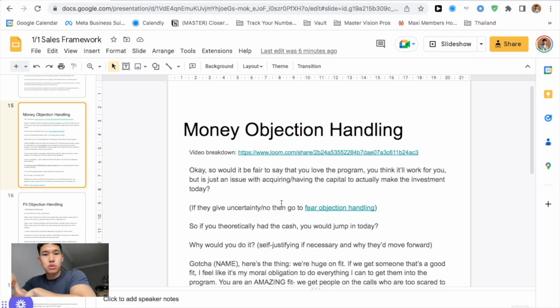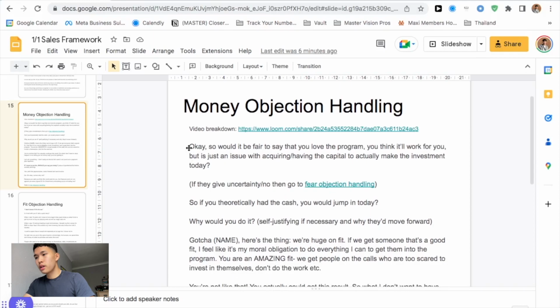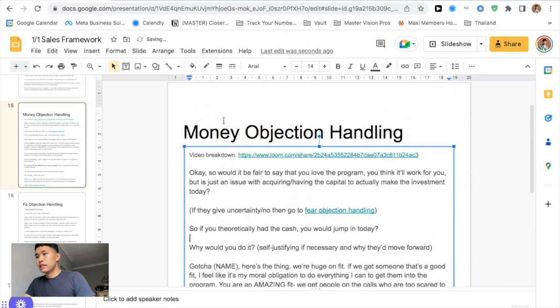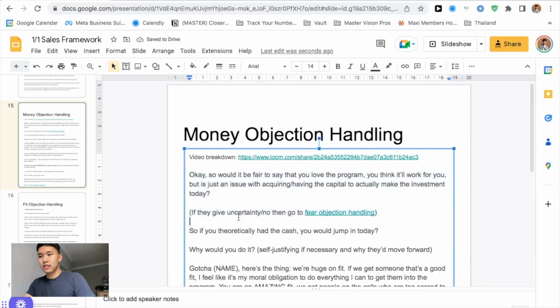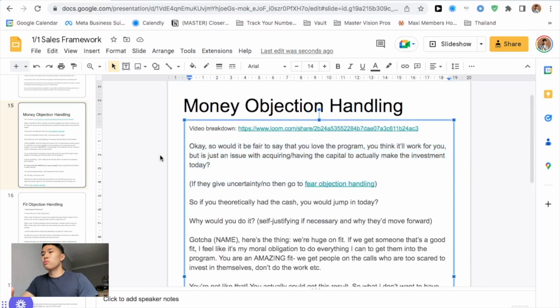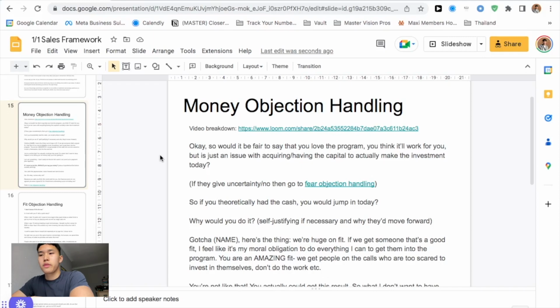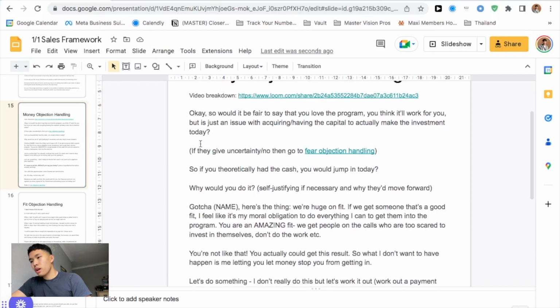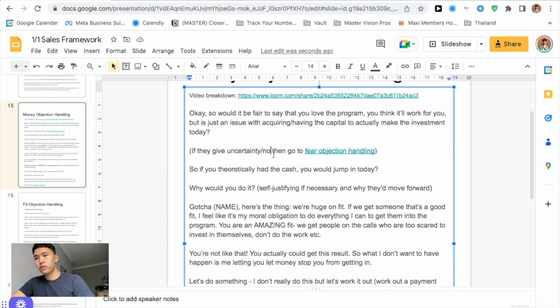Now, if they've made it clear they do see the value and they're bought in and invested, but it's literally just the money, like maybe they only have a couple hundred in the bank, or maybe their finances are caught up in crypto, literally just logistically it's the money, they can't make it happen, then you go through this. Again, this first part is isolating the objection. So, okay, would it be fair to say you love the program, you think it'll work for you, but it's literally just an issue of having the capital to make it happen, right? And I put here, if they give uncertainty or no, then go to fear objection handling.